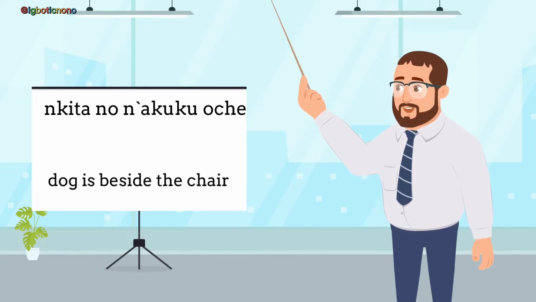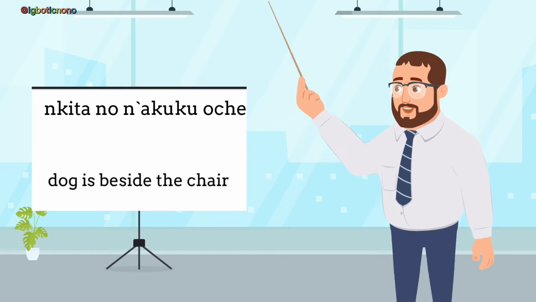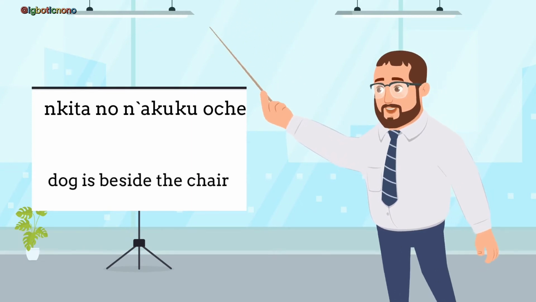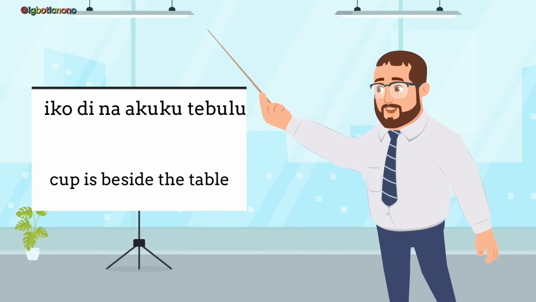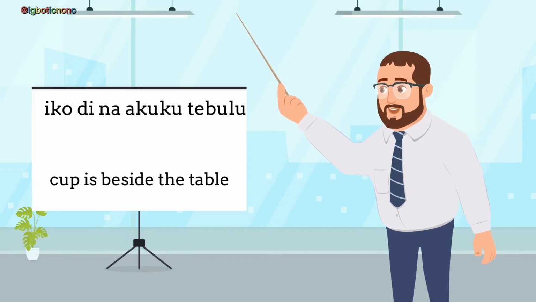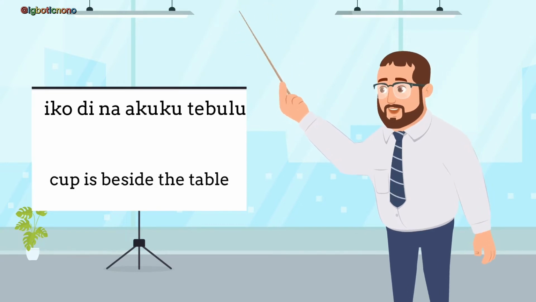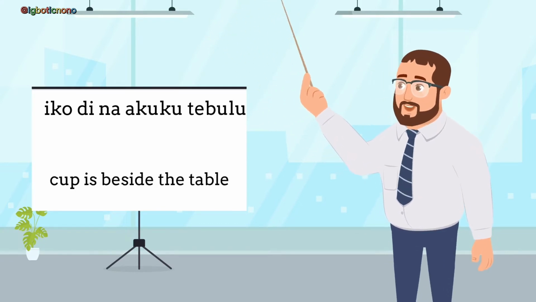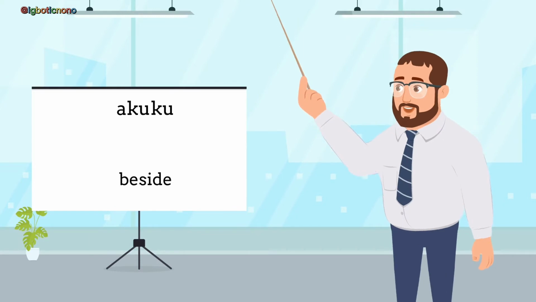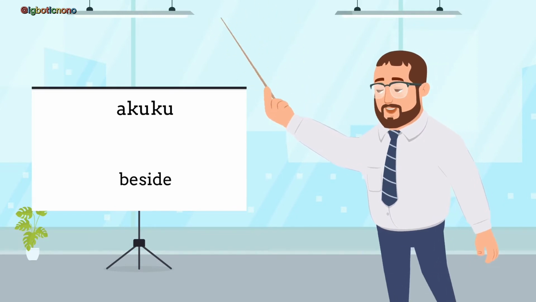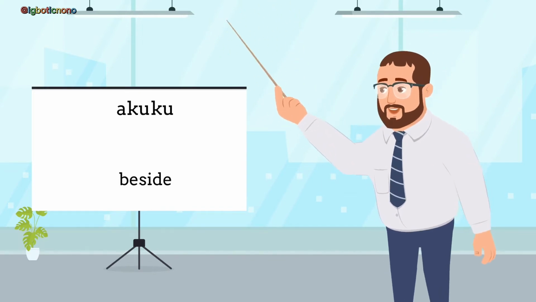Nkịta nọ n'akụkụ oche. Dog is beside the seat. Iko dị n'akụkụ tebụl. Cup is beside the table. Akụkụ here is beside. Akụkụ is the preposition here.